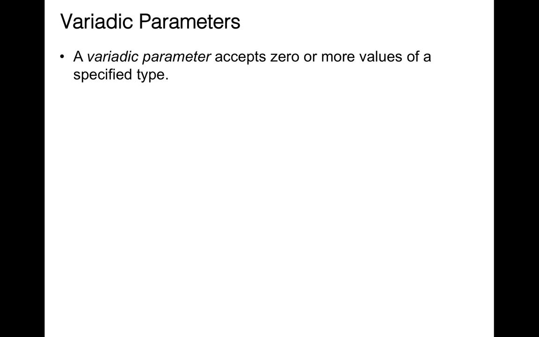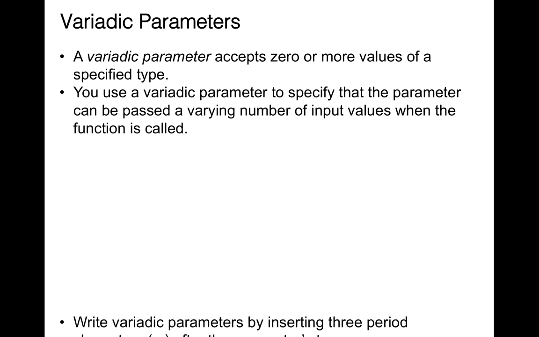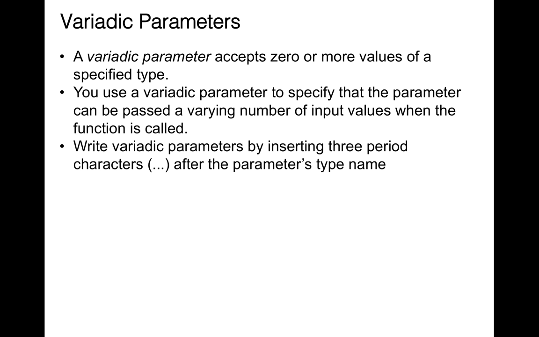Also, there is another feature in Swift. We call it variadic parameters. Think about this: sometimes a function can accept more than one parameter, but I don't know exactly how many parameters you want to use. In this case, we can use variadic parameters. Let's see the example, and you will understand what it means.